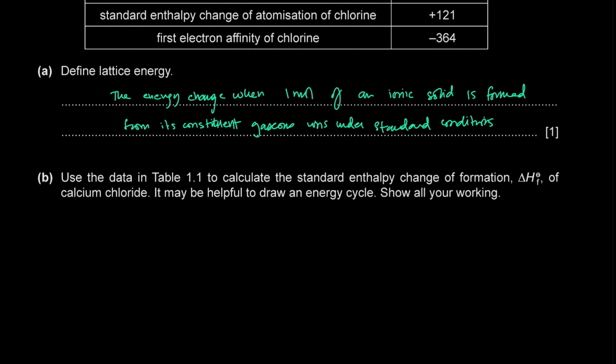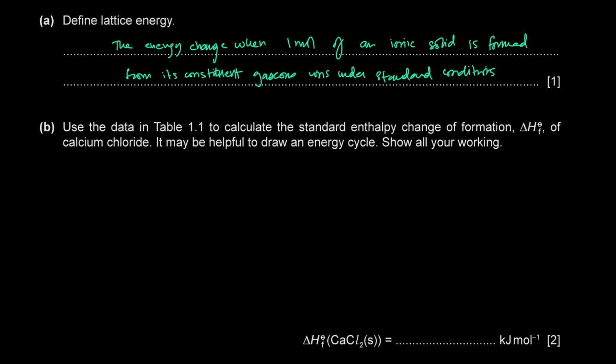Use the data in table 1.1 to calculate the standard enthalpy change of formation of calcium chloride. It may be helpful to draw an energy cycle. Show all your working. Here we have to draw a Born-Haber cycle, right? That's an application of Hess's law. A Born-Haber cycle is used to calculate the lattice enthalpy, right? So the best thing to do here is to start with the elements. So we have calcium solid and chlorine gas, and we want to find the enthalpy change of formation.